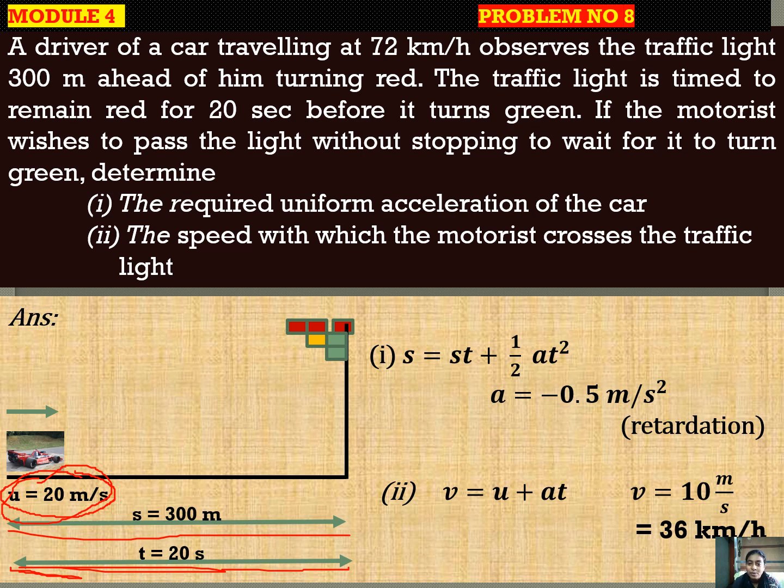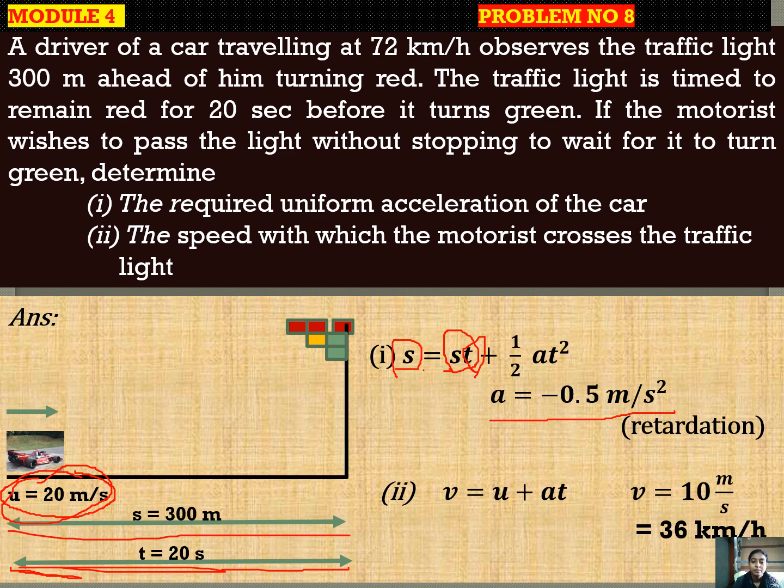So, we know s is equal to ut plus half at square. Substituting s is equal to 300 and u is equal to 20 meter per second, and time is equal to 20 seconds, we get acceleration as minus 0.5 meter per second square, that is deceleration. Because he is moving with a velocity of 20 meter per second, he has to reduce his velocity. He has to decelerate at minus 0.5 meter per second square.